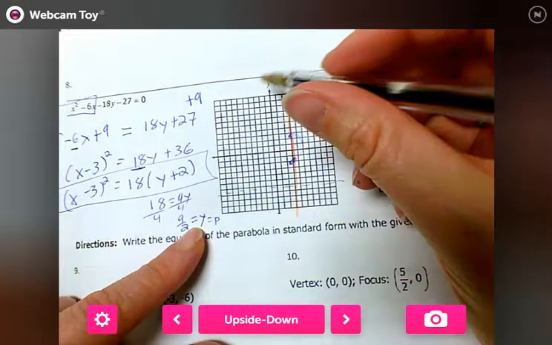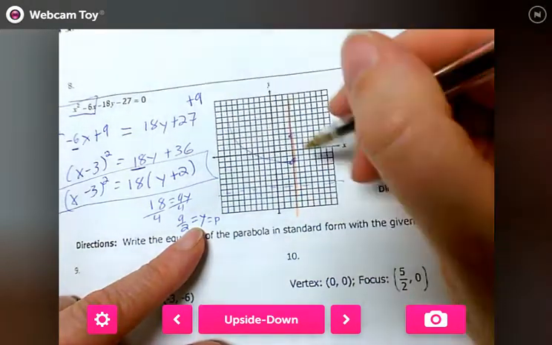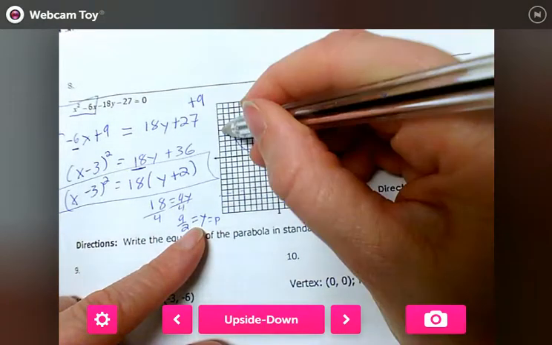And then my equation goes like this. And that's it. There's my parabola.